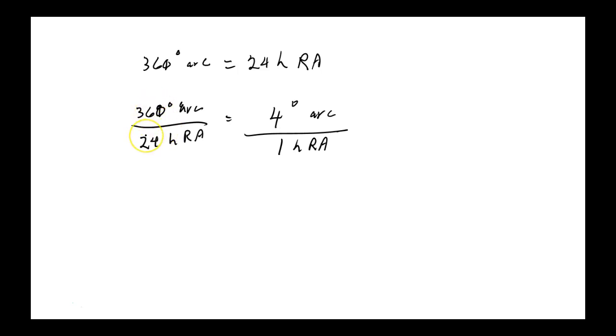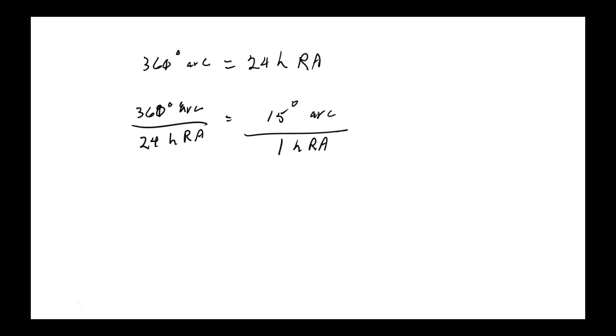Divide 360 by 24. Yeah, you get 4 on the nose, don't you? Okay. Let me see. Someone with a calculator. It's 15, isn't it? 15. I thought that was right. Okay. That's 15. 15 degrees of arc is 1 hour of right ascension. Okay?